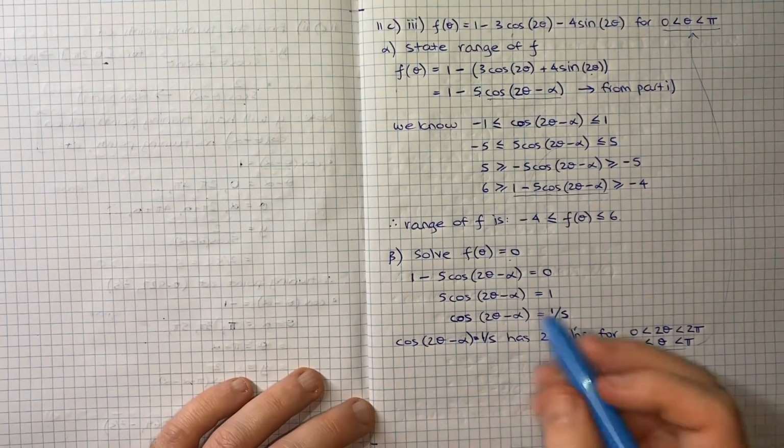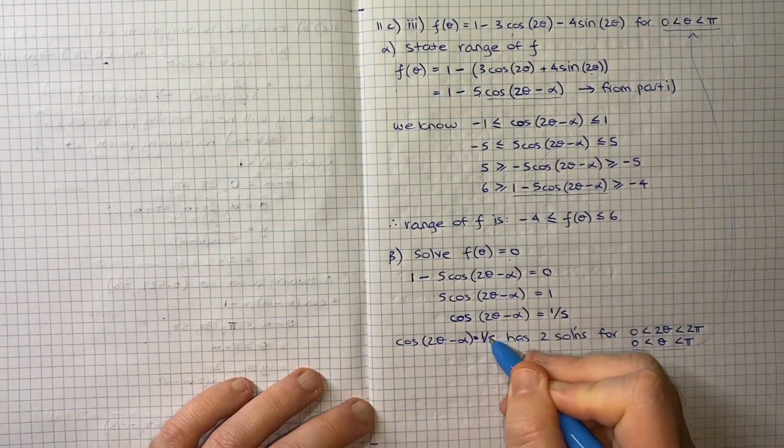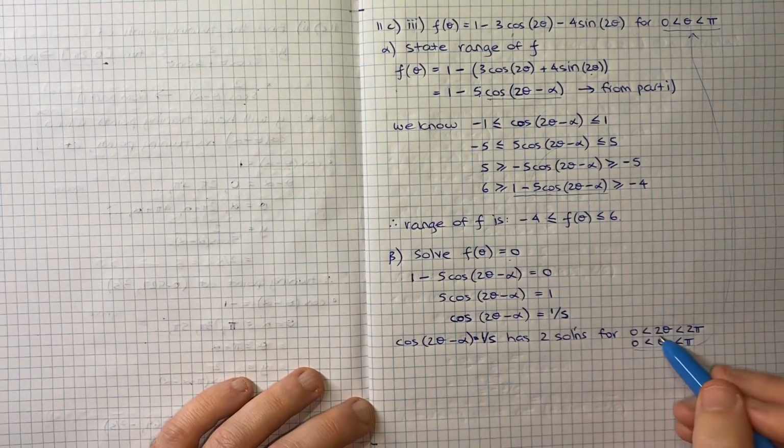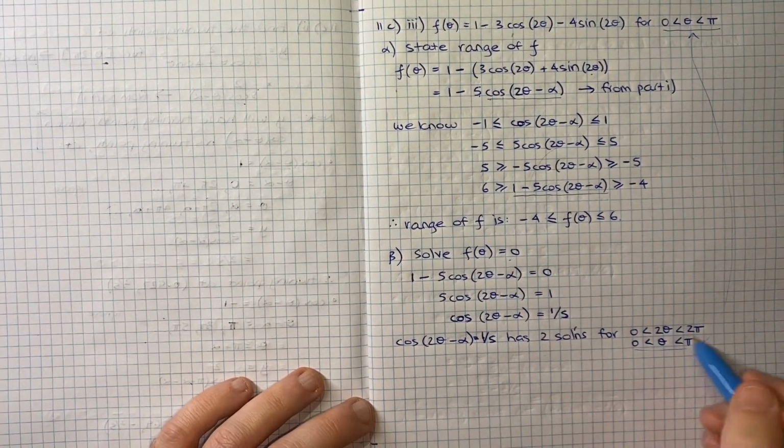So I think it works. I think whilst we're dealing with 2 theta between 0 and 2 pi, using that technique, we're still going to end up with the correct domain.